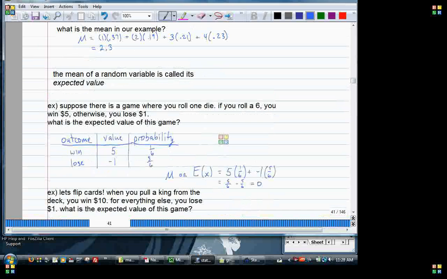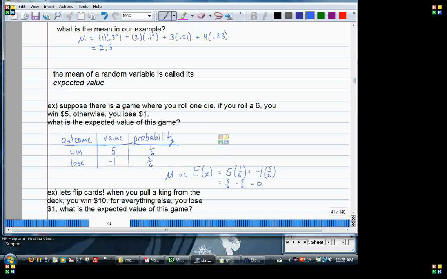Yeah, there's only 4 kings, but you win $10. Okay. So most people are saying no. Let's actually do the calculation and see how it works out. So first of all, I want to make sure everybody knows what's a deck of cards.